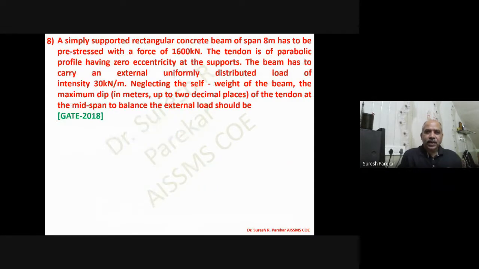Then we have problems. In this you can see that the span is given as 8 meter, pre-stressing force is given as 1600 kilonewton, then tendon with zero eccentricity at support. The beam carries an external UDL, value given as 30 kilonewton per meter, and neglecting self weight, we have to find out the maximum dip. So we simply go P into E is equal to WL square by 8. From this we got the value 0.15 meters, because the value asked is in meters. So this is 0.15.